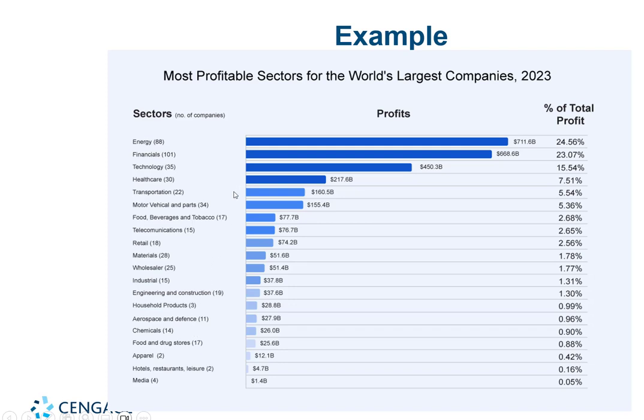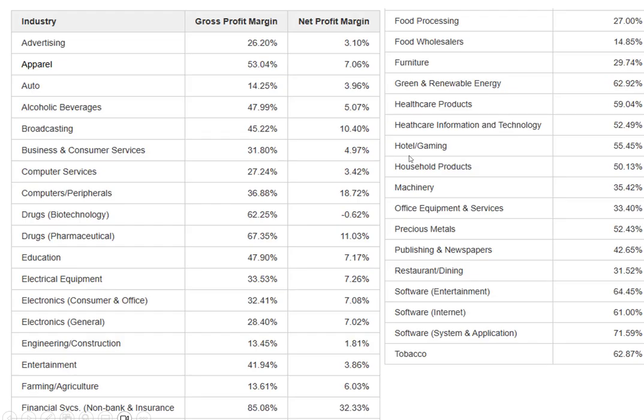And again, this was from the same article I found. This was just saying of the world's largest companies, what are the overall profits? And energy, financial sector, technology, healthcare, and transportation are the sectors with the leading profits. And it's quite interesting. I thought this was the gross and net profit margin for different industries.